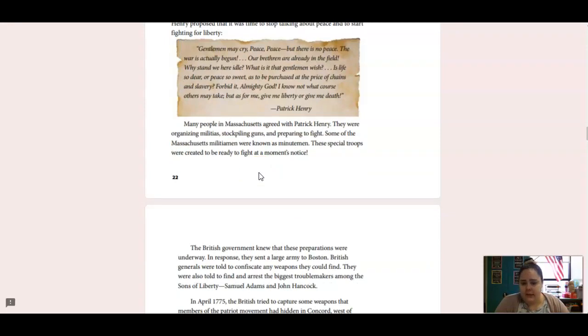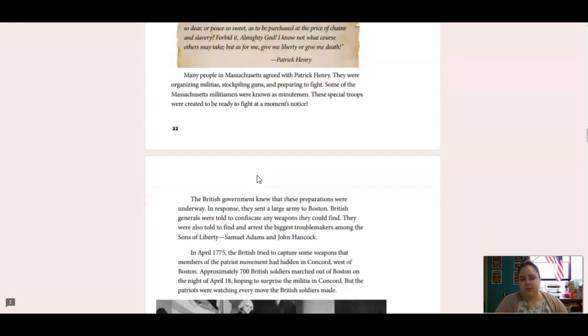Many people in Massachusetts agreed with Patrick Henry. They were organizing militias, stockpiling guns, and preparing to fight. Some of the Massachusetts militiamen were known as Minutemen. These special troops were created to be ready to fight at a moment's notice.